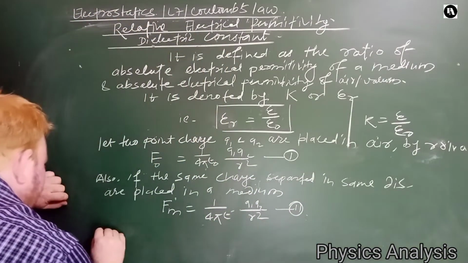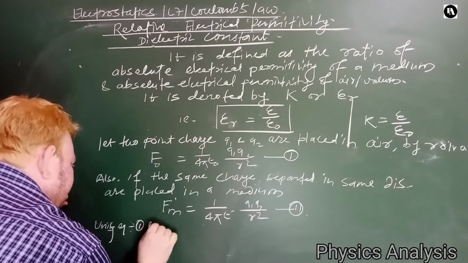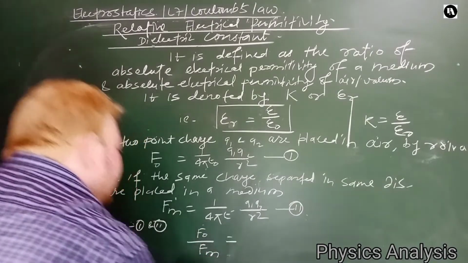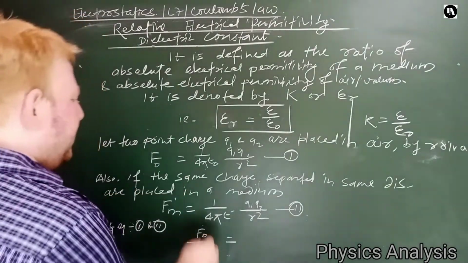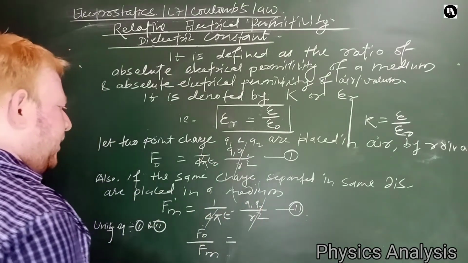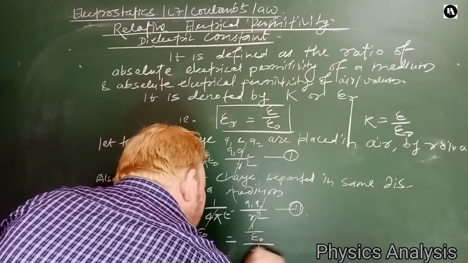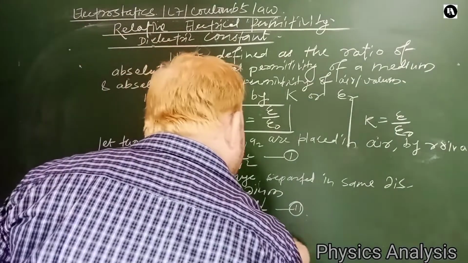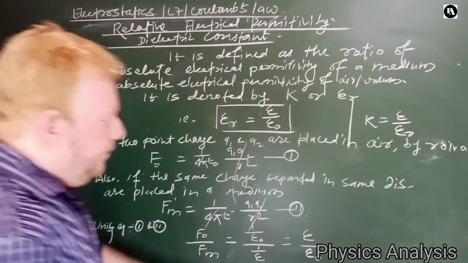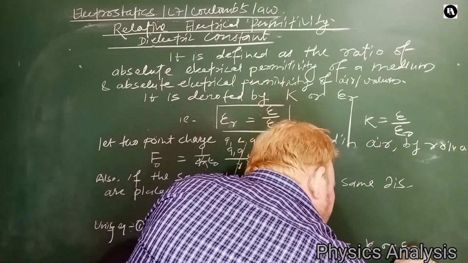So using equation first and second, what can I write? F naught upon F medium is equal to, see, Q1 Q2 will be cut, and this 4 pi will be cut. So 1 upon epsilon naught divided by 1 upon epsilon. What are we left with? Epsilon upon epsilon naught, and this we call K, capital K, or epsilon r.